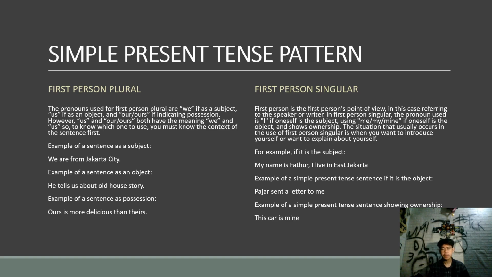Simple present tense pattern. First person plural. The pronouns used for first person plural are we if as a subject, us if as an object, and ours if indicating possession. However, us and ours both have the meaning we and us, so to know which one to use, you must know the context of the sentence first. For example, we are from Jakarta City.